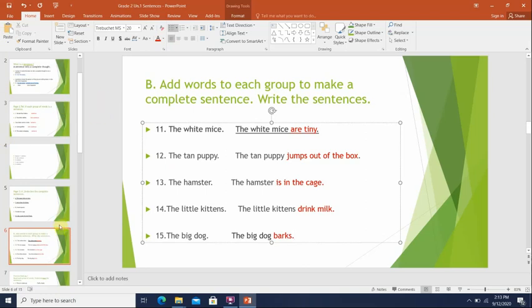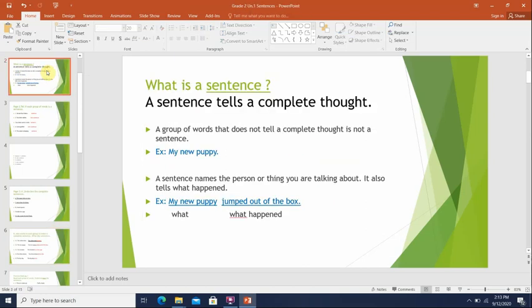So remember, again, what is a sentence? A sentence is a group of words that tells you a complete thought. Okay? It also tells you about the person or thing, and it tells you what happens, in a sense. If it's only a group of words that doesn't mention what happened or who the person is, then it's not a complete sentence. Okay?